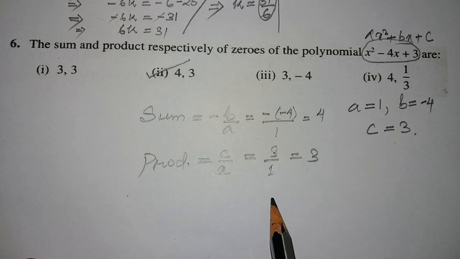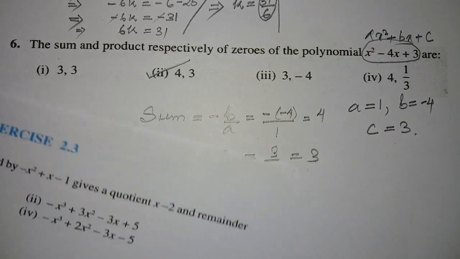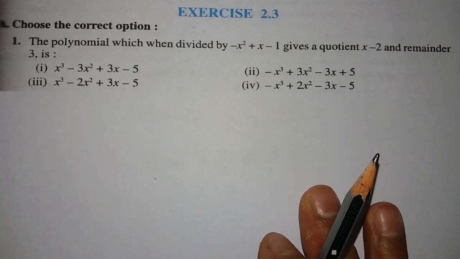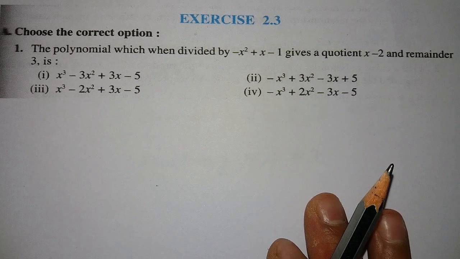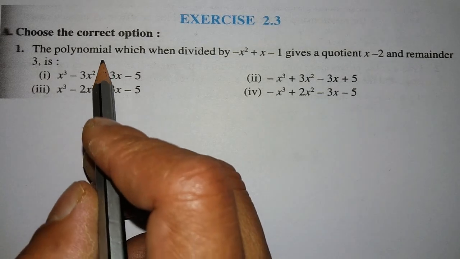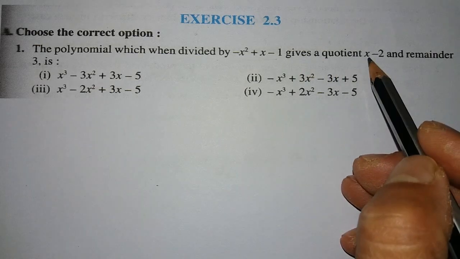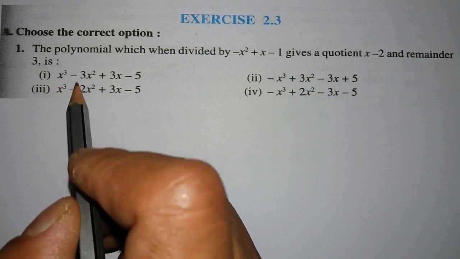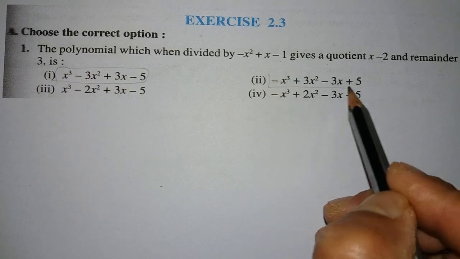Now this is the end of exercise 2.2. Now let's move on to the next exercise, that is exercise 2.3. Okay, the first question is: the polynomial which when divided by this gives a quotient x minus 2 and remainder 3. Now we're going to see which one should be the polynomial from the four given options.